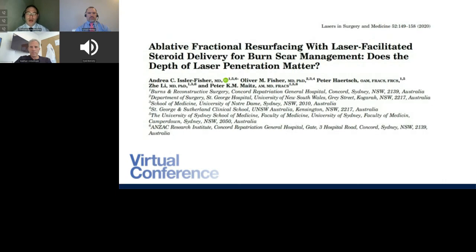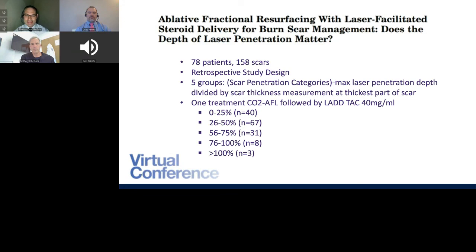Next study. So this gets to the consideration, how deep do I need to treat? We keep talking about low density, high energy, but what does that mean? And this provides a little bit of objectivity to that thought process that we all use here. Ablative fractional resurfacing with laser facilitated steroid delivery for burn scar management. Does the depth of laser penetration matter? So in this retrospective study, they treated 78 patients with 158 scars, and they divided the patient categories into 5 different groups based off the depth of laser penetration according to the deepest scar.